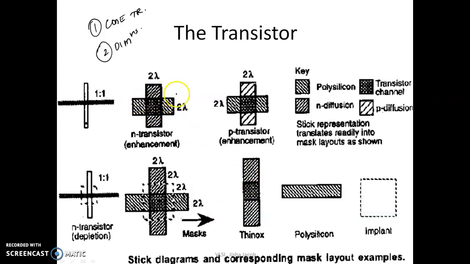The first thing that we need to do is enhancement mode transistors, N transistor and P transistor. Look at the N transistor. The dimensions are both polysilicon as well as the diffusion. The width is 2 lambda. The width is always 2 lambda. Another point to note is that the width extending out of the channel is always 2 lambda in all directions. Please note that.